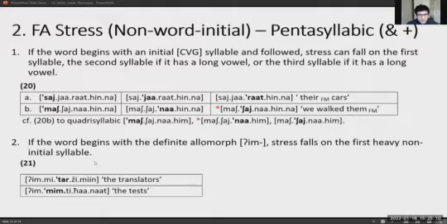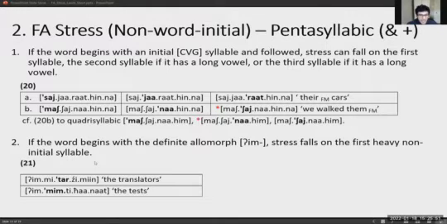In pentasyllabic words, or words with 5 syllables and longer words, stress falls on the first syllable from the left edge of the word, except in the similar 6 cases that I just talked about. The first case is when the word begins with an initial CVG syllable that is followed by either a heavy or super heavy syllable. In this case, stress can fall on either the first CVG syllable, or on the second syllable if it has a long vowel nucleus, or on the third syllable if it has a long vowel nucleus. So it could be on any of the first 3 syllables, if each of the syllables, except the first one, has a long vowel.